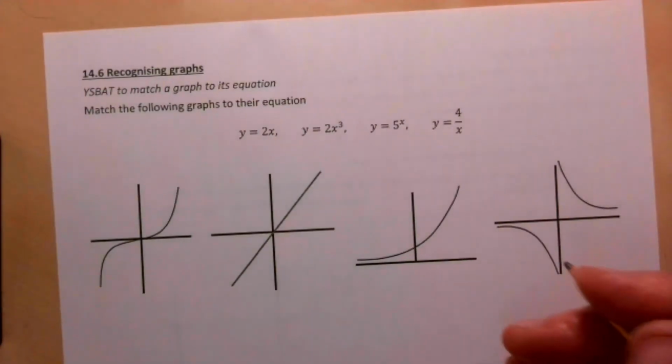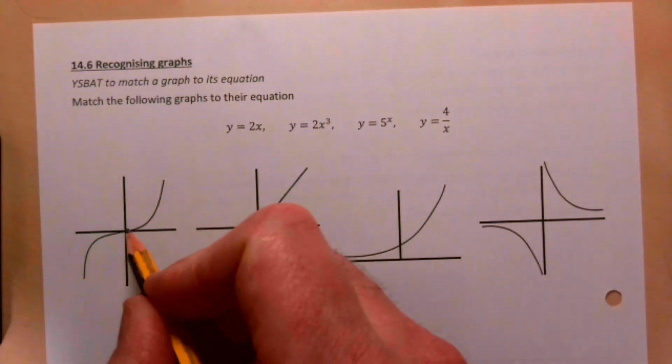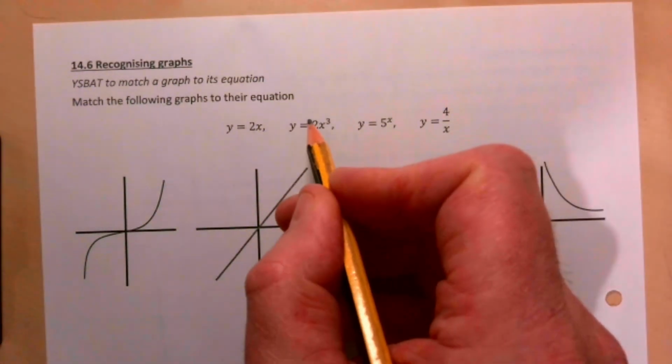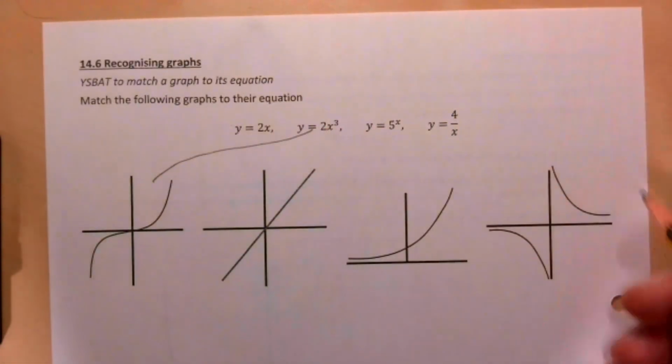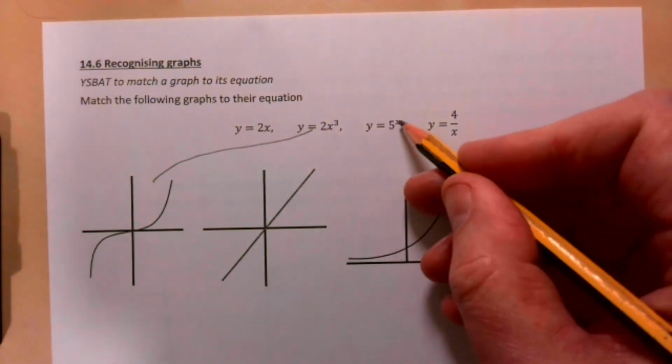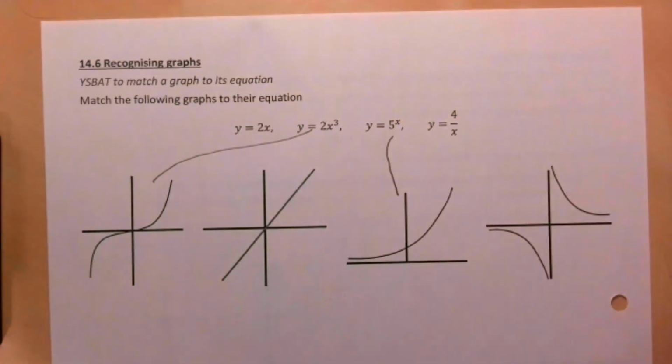Final wee bit then on recognizing graphs. You should be able to match a graph to its equation. Match the following graphs to their equation. So do we recognize this one? This one's a cubic one, so there's my cubic equation because it's x cubed. There's 5 to the power of x. We've just done that one, so that one's going to be going to there.